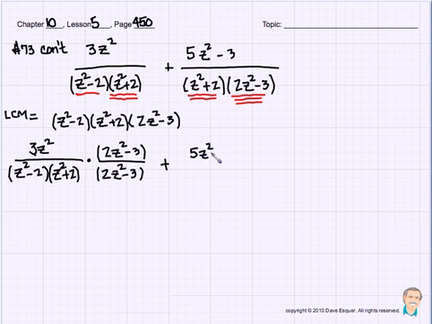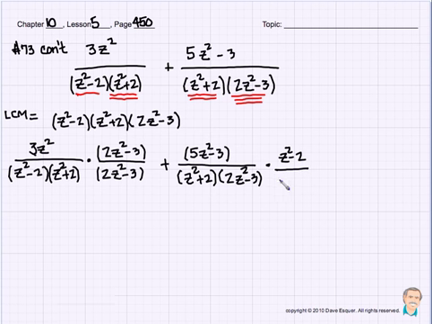Let's tackle the second one. 5z squared minus 3 divided by z squared plus 2 times 2z squared minus 3. But it has to have the same denominator too, so we're going to do a z squared minus 2 in the numerator and denominator. So we're multiplying this second term by 1 over 1. And you can see our denominator now is what we needed to have as our least common multiple.